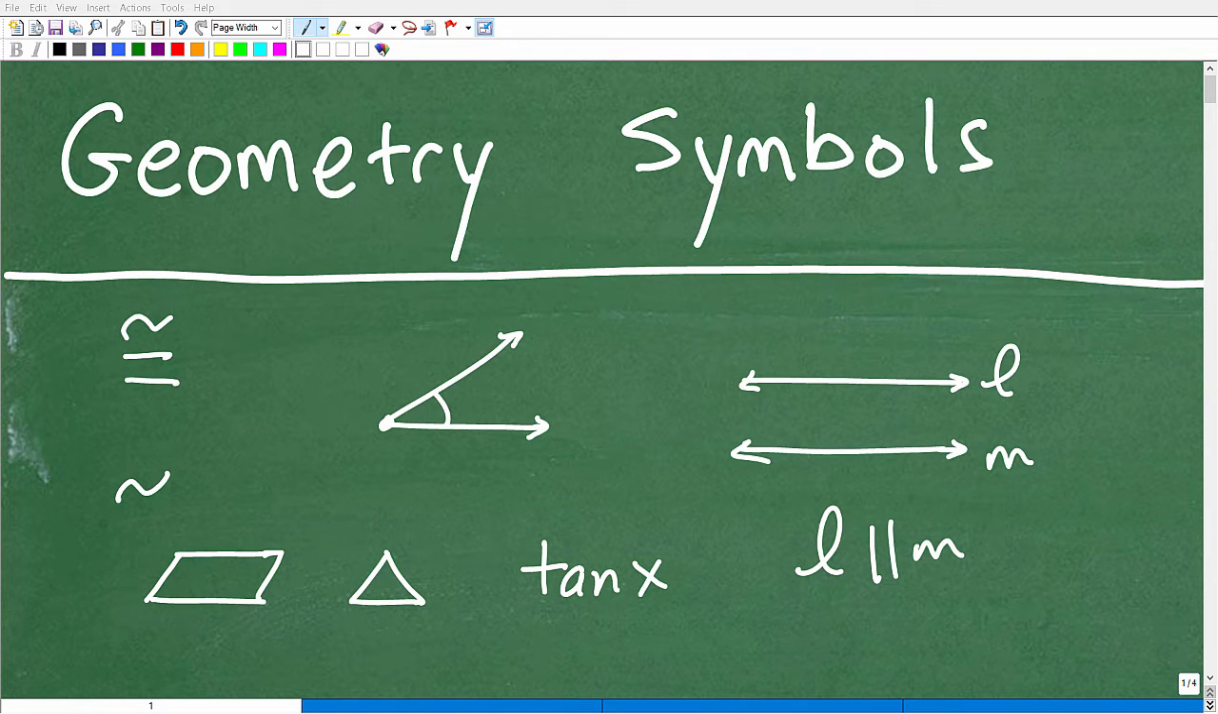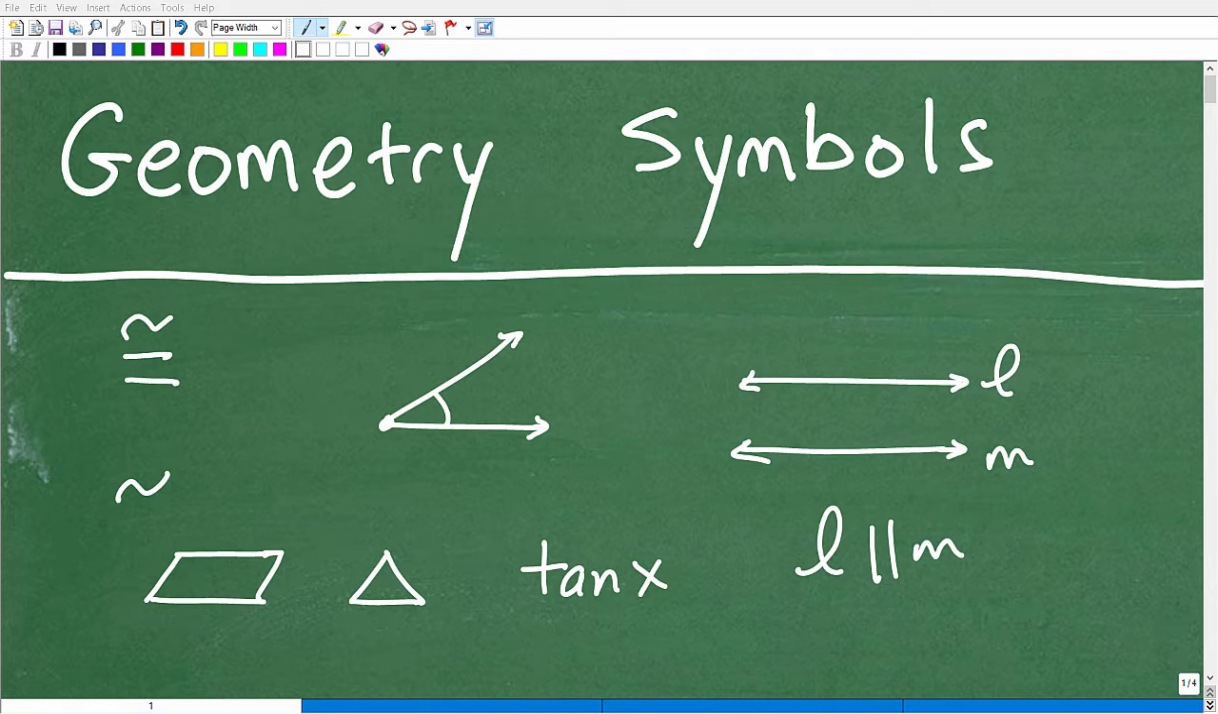Okay, let's talk about geometry symbols. If you're watching this video, maybe you are taking geometry as a full course, maybe you're a high school student taking geometry. That's excellent. Or maybe geometry is part of another math course you might be taking. Or maybe you're just interested in geometry and you want to know something about symbols and notation used in geometry. It's really not that difficult.